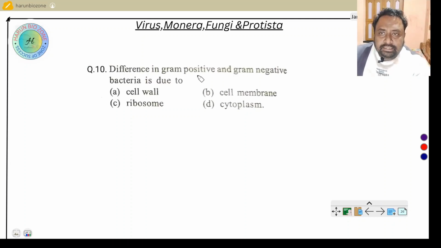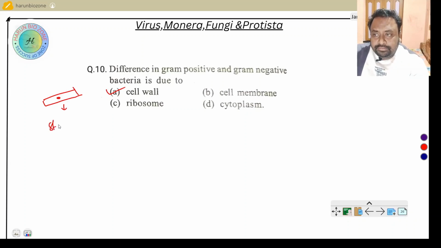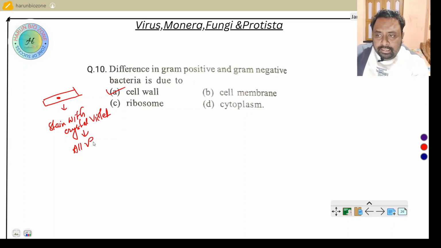Next question, the difference in gram positive and gram negative bacteria is due to the cell wall. What is the staining process? First, the bacterial smear is present. First, stain with crystal violet. This is the staining process. Violet, okay. All bacteria become violet. Then rinse with acetone alcohol.